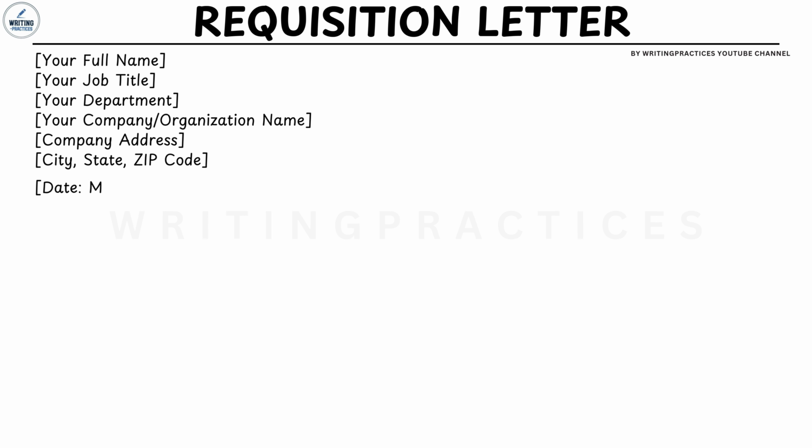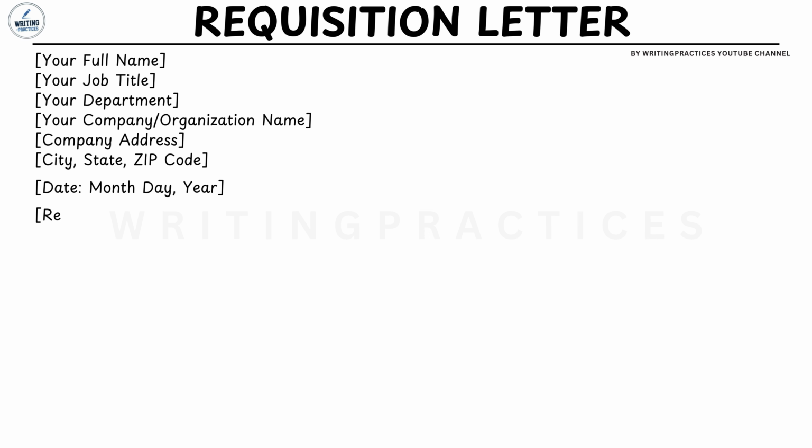Date. After your details, include the date the letter is written. For instance, January 23, 2025. The date provides a clear timeline for your request and helps establish the urgency of the requisition if needed.